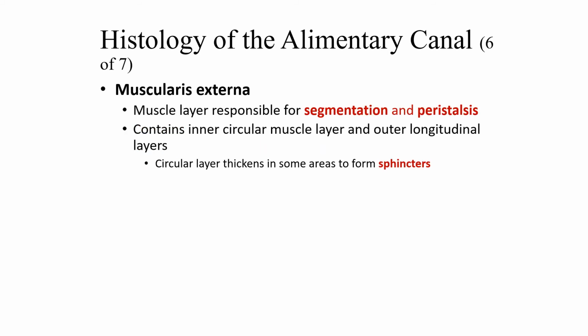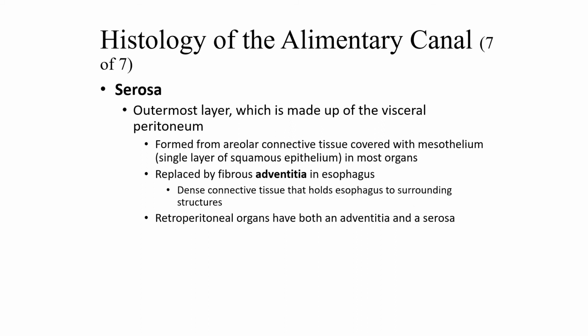and relax. The muscularis externa is responsible for segmentation and peristalsis. Wouldn't that be a good test question? Which layer of the GI tract is responsible for segmentation and peristalsis? That's a really good test question. Where organs meet and connect, the muscularis externa will thicken and form what we call sphincters. The serosa is mainly for holding everything in place. All right?